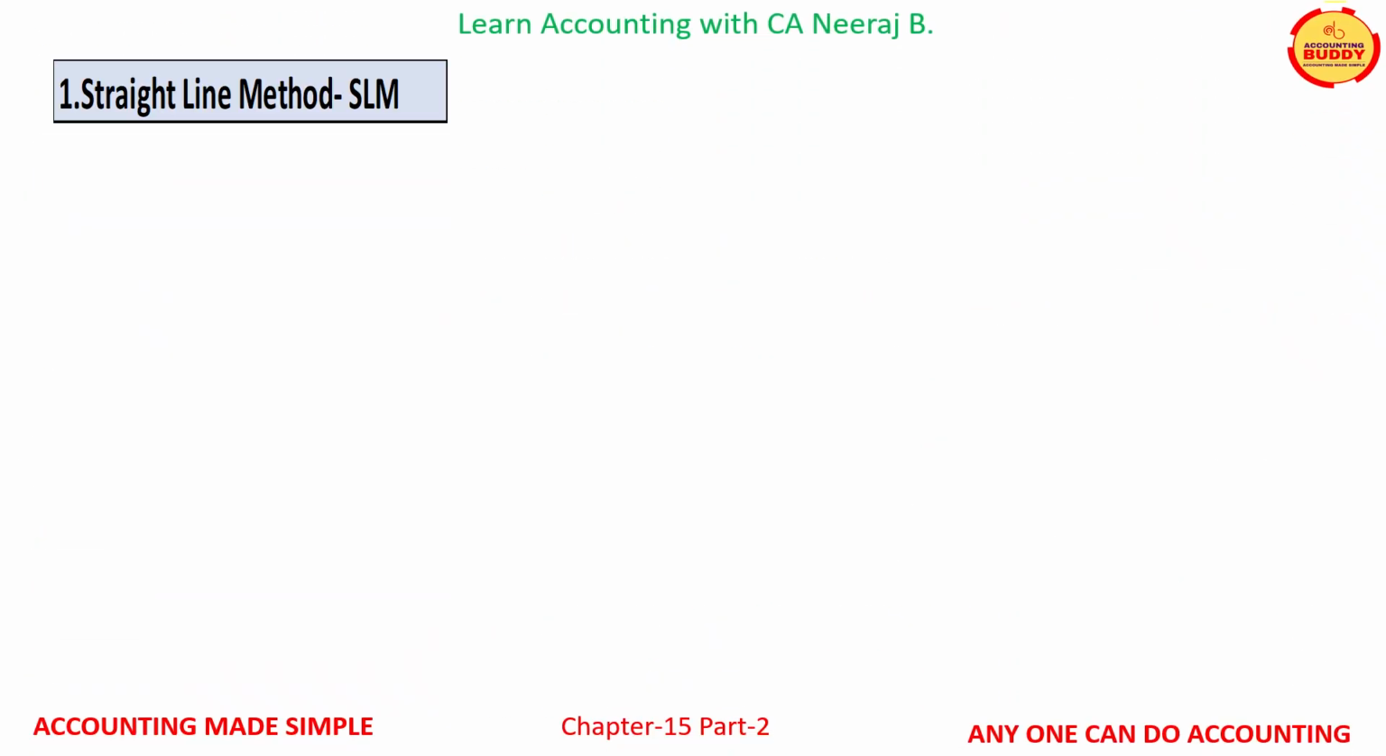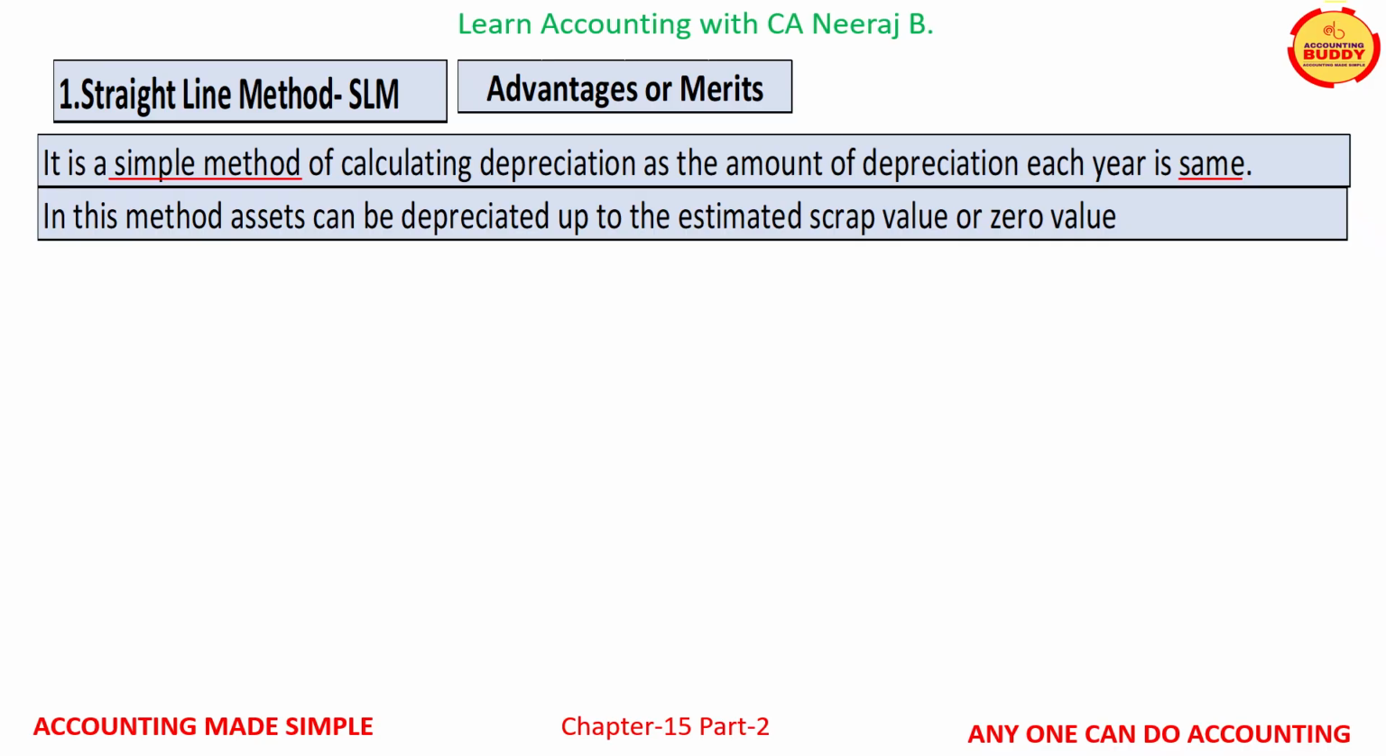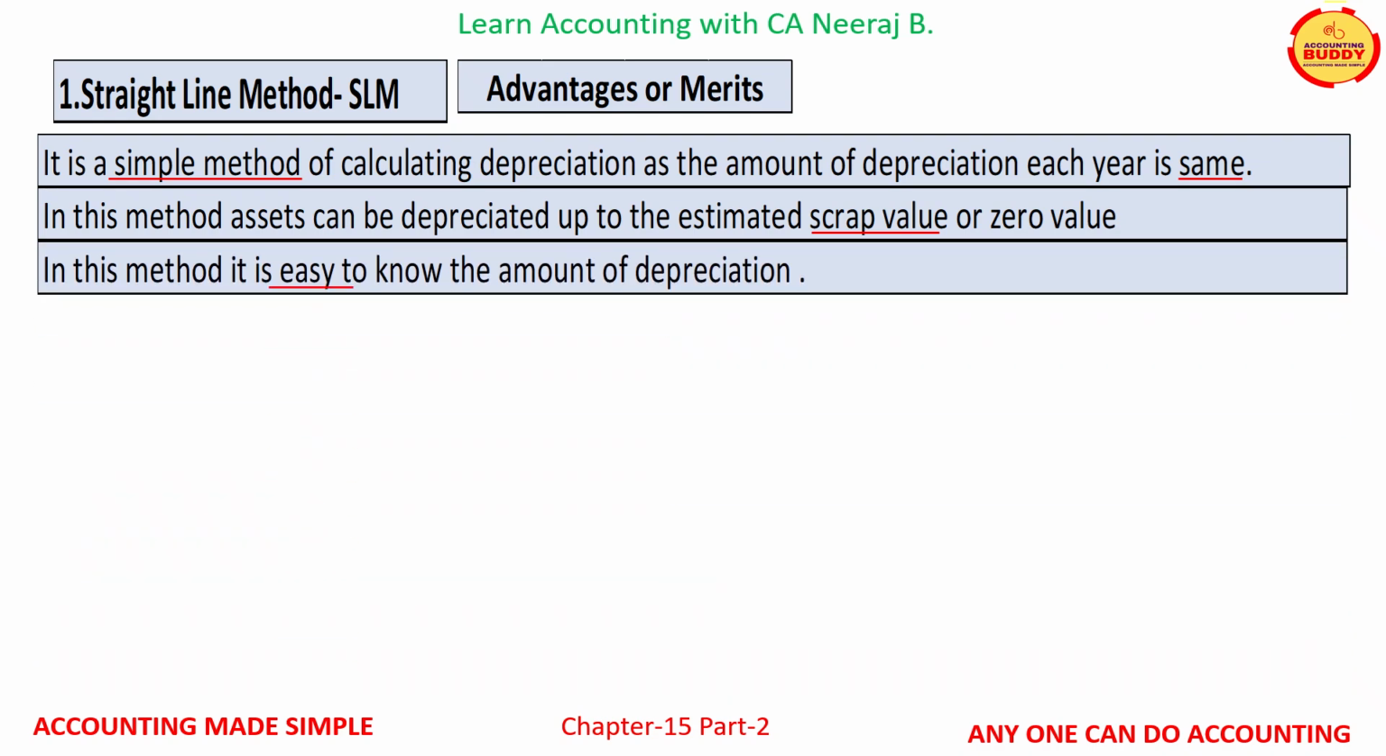In this slide, we will learn advantages of the straight line method of charging depreciation. It is a simple method of calculating depreciation as the amount of depreciation each year is same. In this method, assets can be depreciated up to the estimated scrap value or the zero value. In this method, it is easy to know the amount of depreciation.